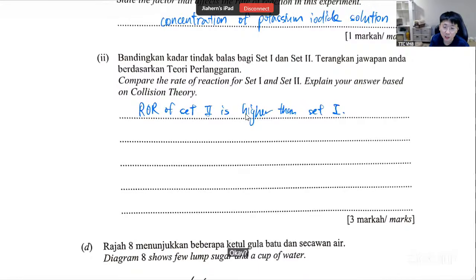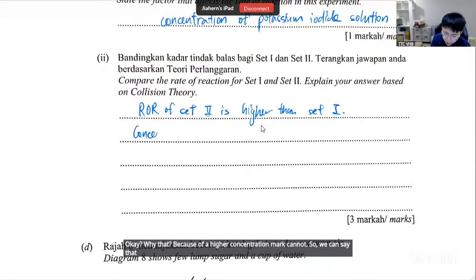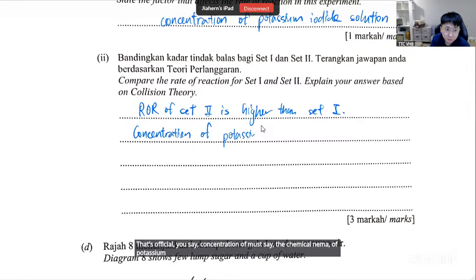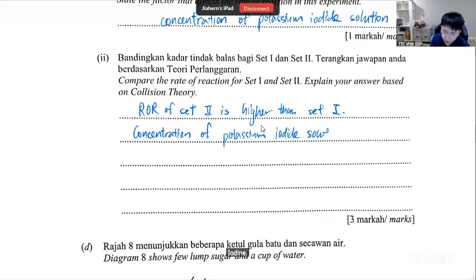Okay, why? Because got higher concentration. So we can say that concentration, guys, if you say concentration is higher, no mark. That's it. Concentration of what? Guys, if you say concentration of, must say the chemical name: potassium iodide solution in set 2 is higher than set 1. Okay, higher than set 1.